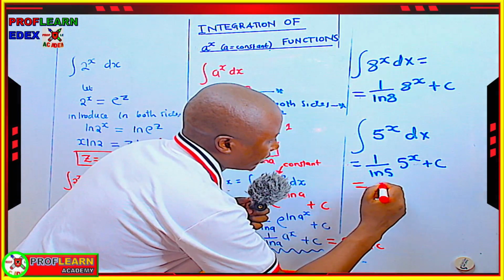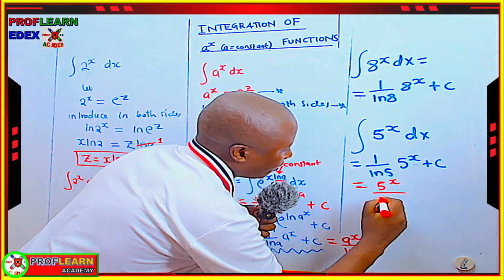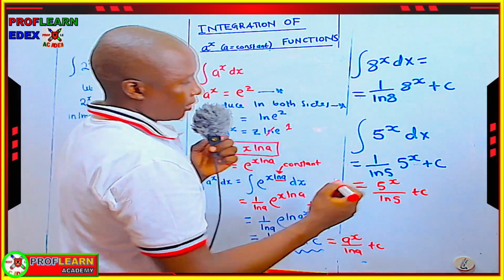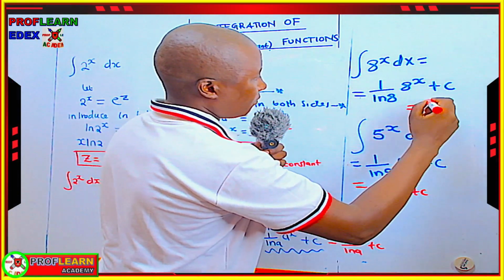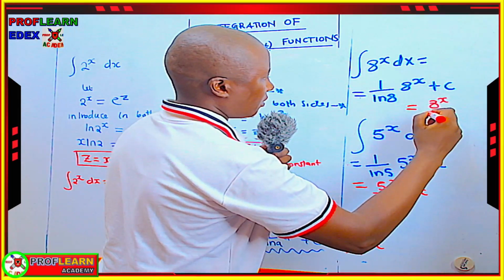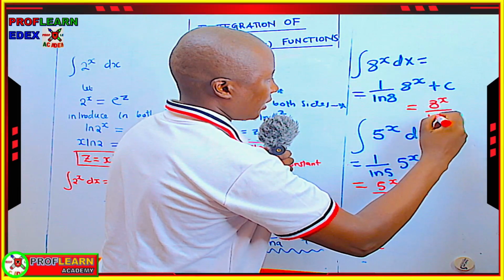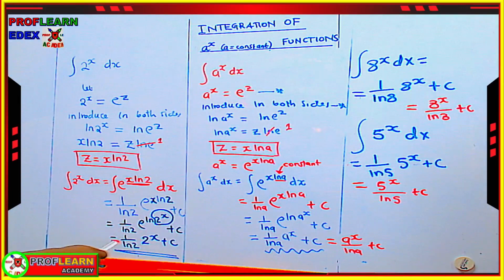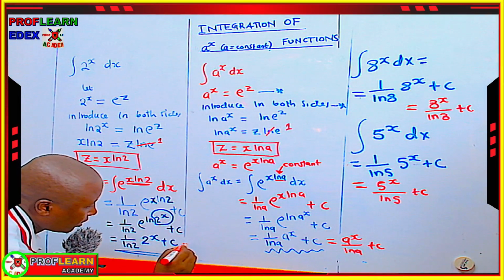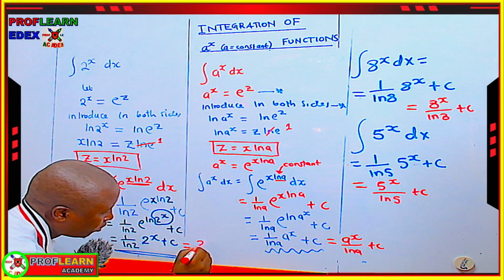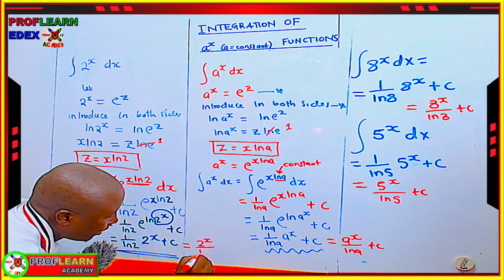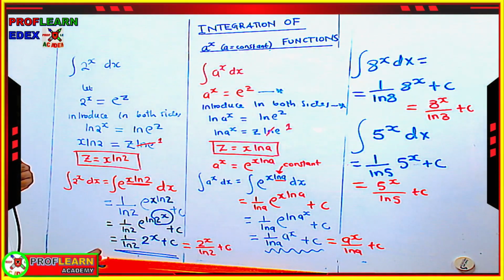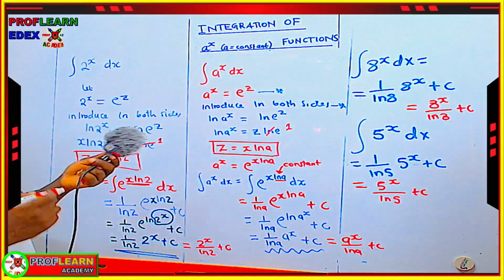This can be written as 5 power x over ln of 5 plus c. Right. This one can become 8 to the x over ln of 8 then plus c, like that. What about this one? You can say this is going to be 2 power x over ln of 2 then plus c, like that. And then you are done.